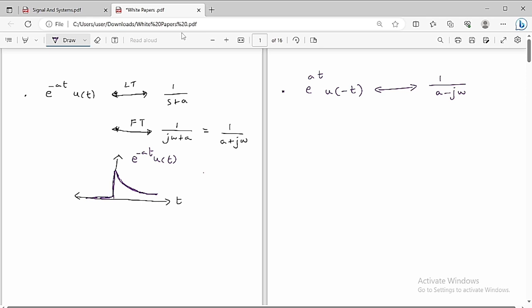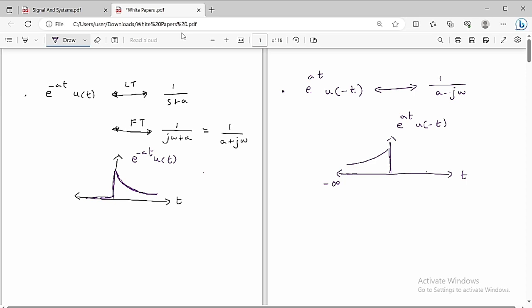So if you want to draw the graph, how is the graph going to look? If you see the picture, it will be like this. So this is the picture which is e to the power of at into u of minus t, with t at minus infinity and t at infinity. These things you always have to keep in your mind.